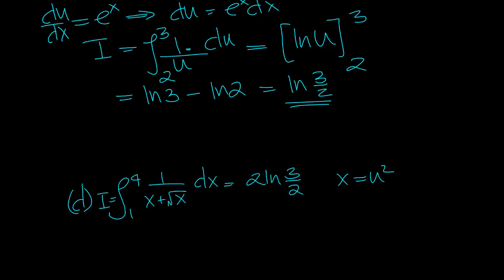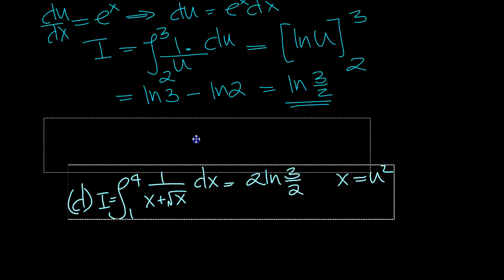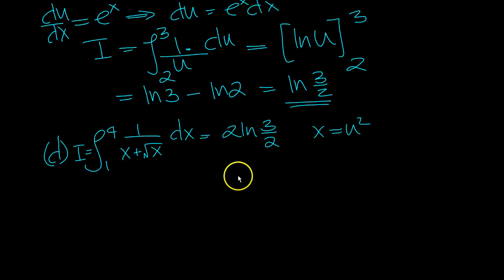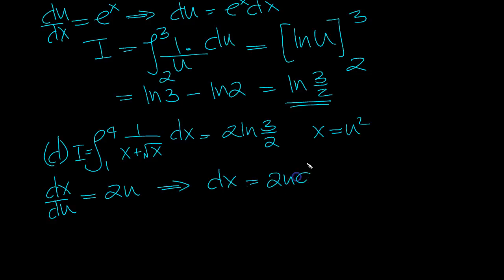Now let's move on to the last one. That one was okay. Okay, this one here, x equals u squared. What's going to happen here then? So dx du is equal to 2u, isn't it? If you differentiate this, dx du is 2u. Now that will tell us then that dx is 2u du. dx equals 2u du.